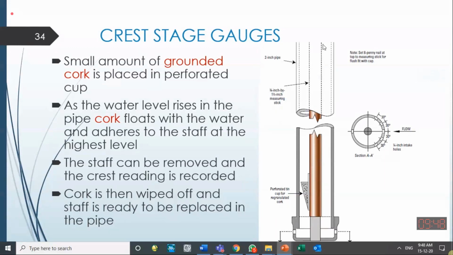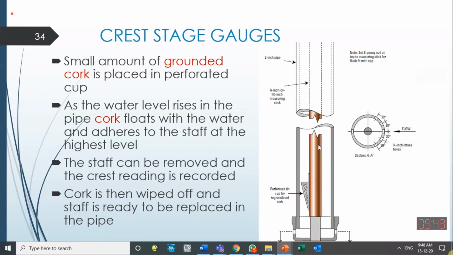Got it? So this is the cross-sectional view of that. They have simply a pipe installed over there with openings on the sides. A staff is available over here. Some ground corks or some light material will be there, which can become afloat with the increasing water level over here. Because the purpose of this crest gauge is to measure the maximum water level. So when the water level is at its maximum stage, the corks are also going up. When the water level goes down, some of the corks will remain stuck with the staff.